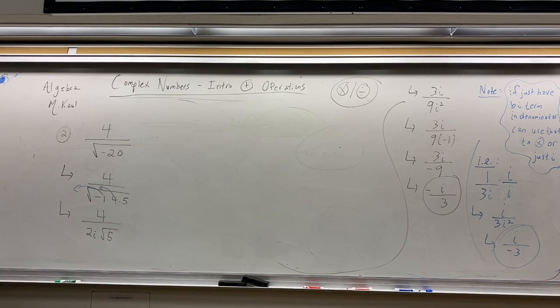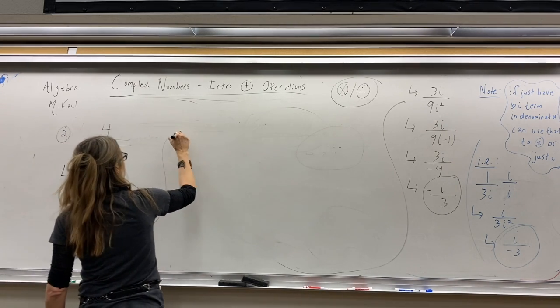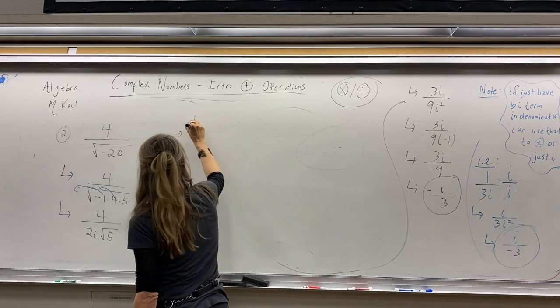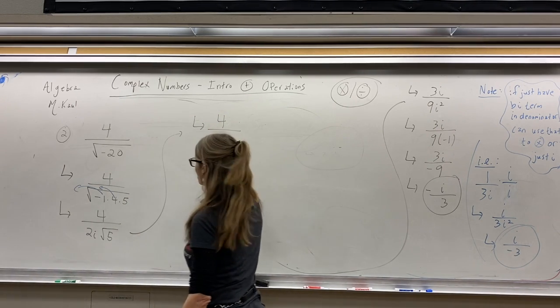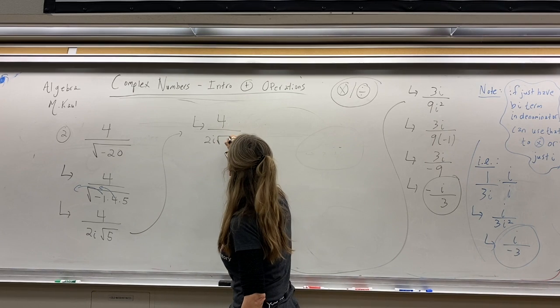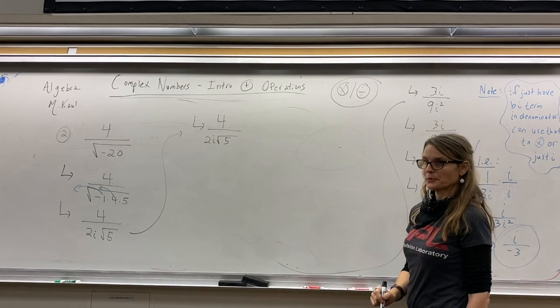Okay, now I have an i and a square root mixed together. I have to get rid of both of those. So what I'm going to do is, firstly, give myself a lot of room. 2i square root of 5. I need to get rid of my i's and my square root.